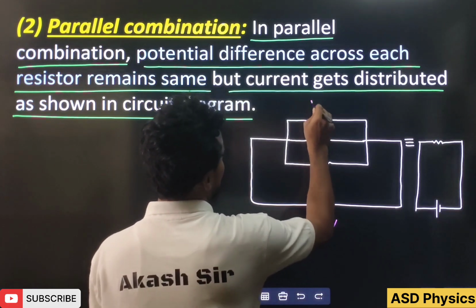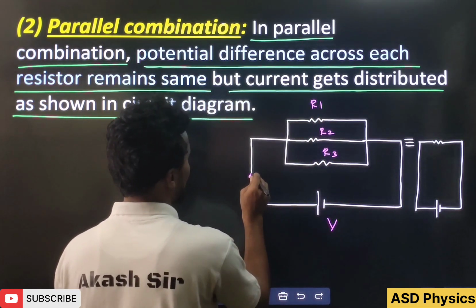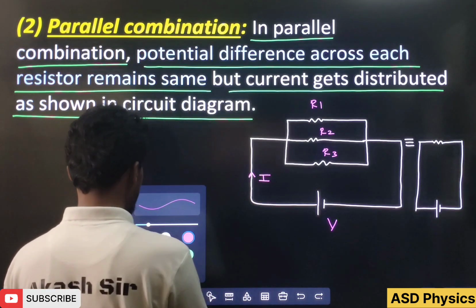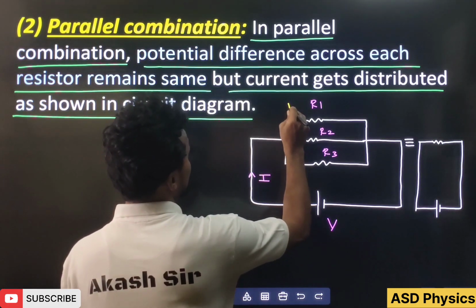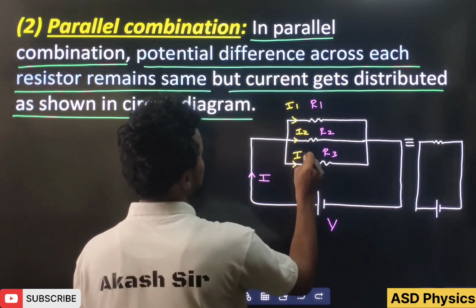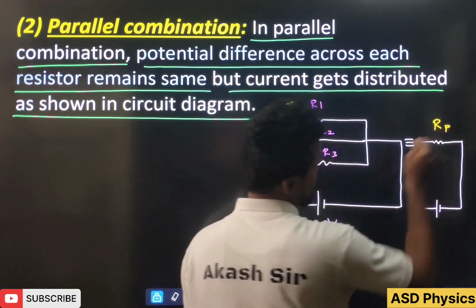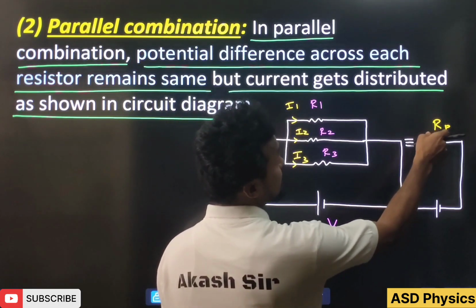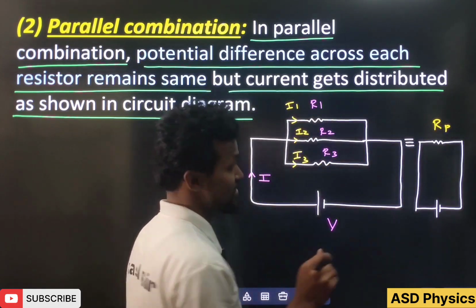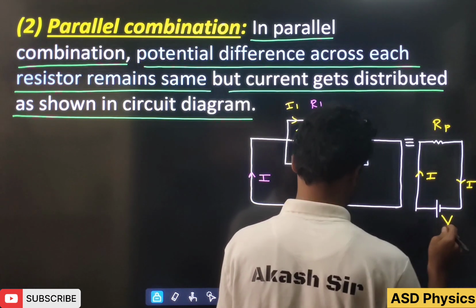Can you see here? This is the voltage V, here resistance R1, this resistance R2, this resistance R3, and here the current coming is I. Let's take, in this the current going is I1, in this I2, and in this I3. And let's take this is the equivalent diagram, equivalent resistance Rp, that means a single resistance which can replace these 3 resistances. Again, this is I, and here the potential is V.